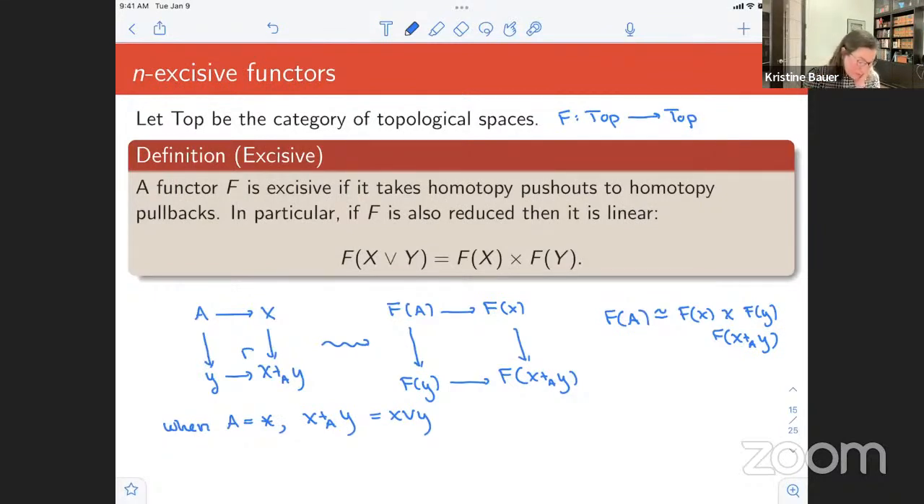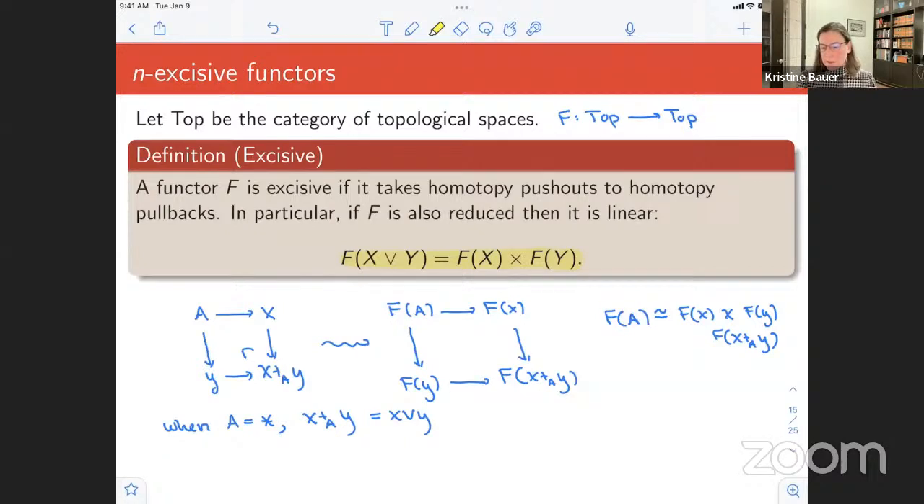It turns out you can rephrase that by saying that being one excisive, and one of the things that being one excisive implies if f is reduced, is that f of the coproduct is just the product. So this is our analog of what it means to be additive, but we're no longer dealing with the same product and coproduct as we were before. One thing we can say about being linear is that the functor f is now expected to take coproducts to products. Okay.